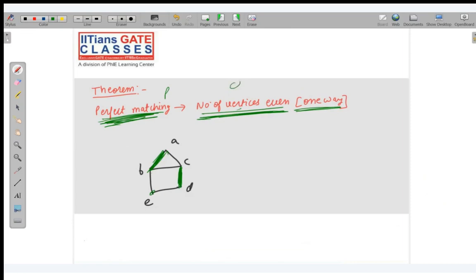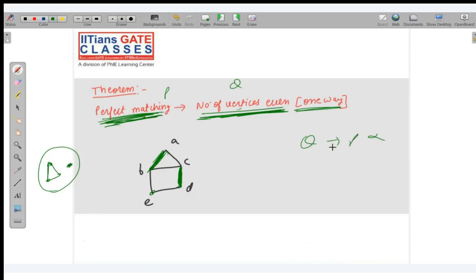Now see the beauty of logic. P implies Q, but Q implies P is clearly wrong. When the number of vertices is even, will we have a perfect matching? No, it is not guaranteed. Take the simplest example. See this. How will you cover it? It is an isolated vertex. You can never cover it. So there are four vertices here, but there is no perfect matching here.